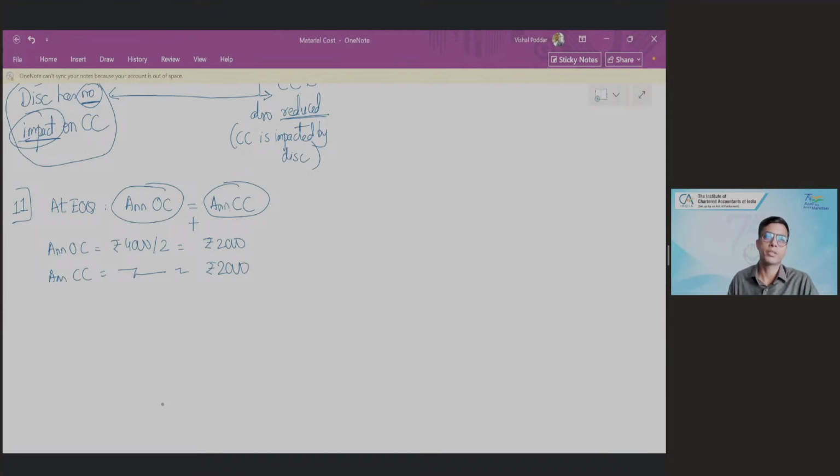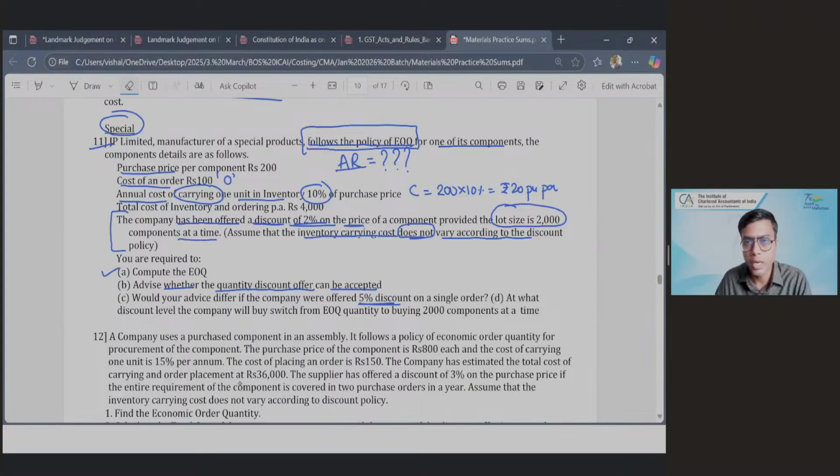Now I will start solving this to find out. Now I'll take the formula of annual carrying cost, which will be order size, which is EOQ here, we are already following EOQ, upon 2 into C. We will solve this. So I know my annual carrying cost is 2000. EOQ, I don't know. So I'll write EOQ only upon 2 into C. Let me substitute the value. So I already calculated C as rupees 20 per unit per annum.